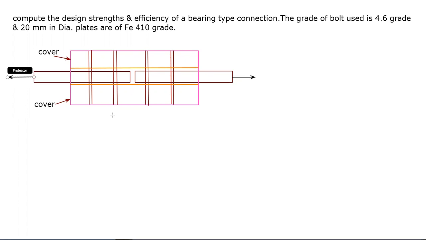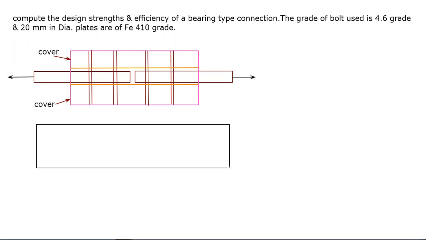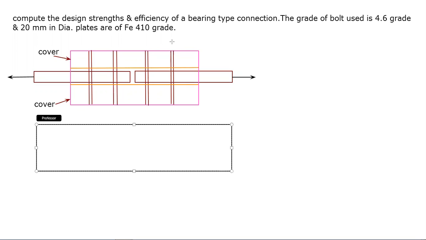As you can see in this diagram, the two cover plates are there, and in between these upper and lower cover plates, there is a main plate at the center. Okay, and there are four rows of bolts used here. This type of bolting layout is there. So we can also draw the top view of this type of connection.